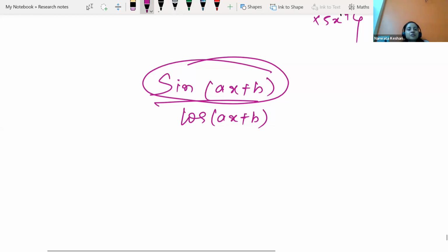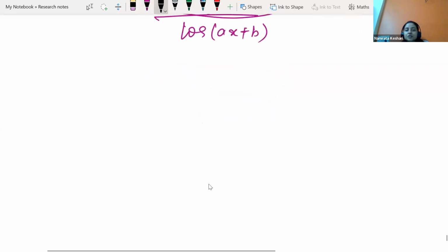A huge function I am going to write over here. Please don't get scared. Okay, this is from JEE. I am just taking this question so that you will have an exposure that chain rule we can apply anywhere. Okay? Yes, ma'am.